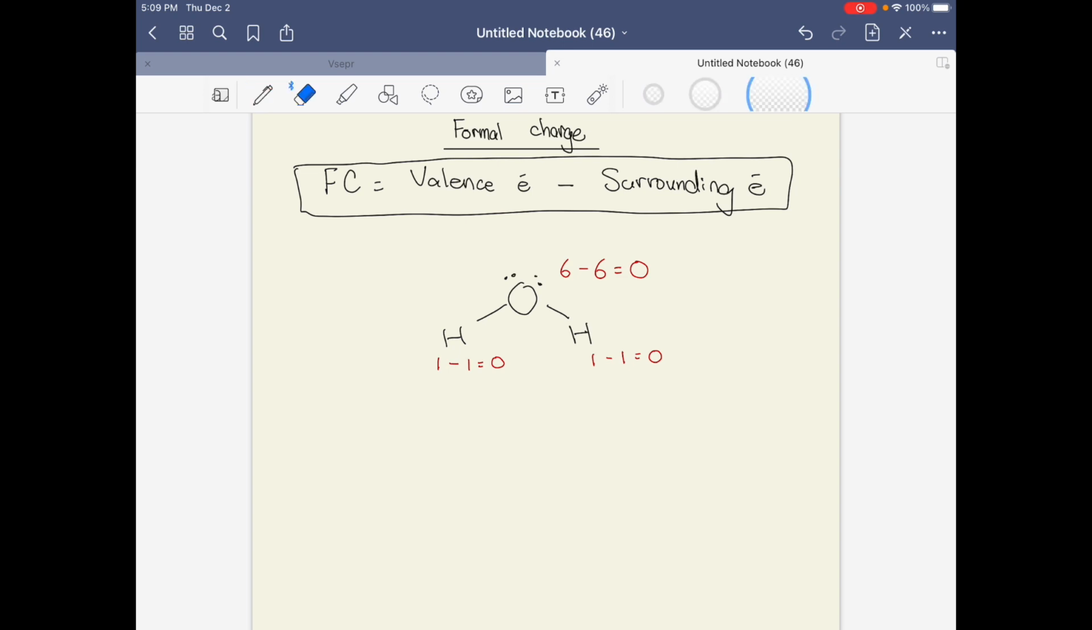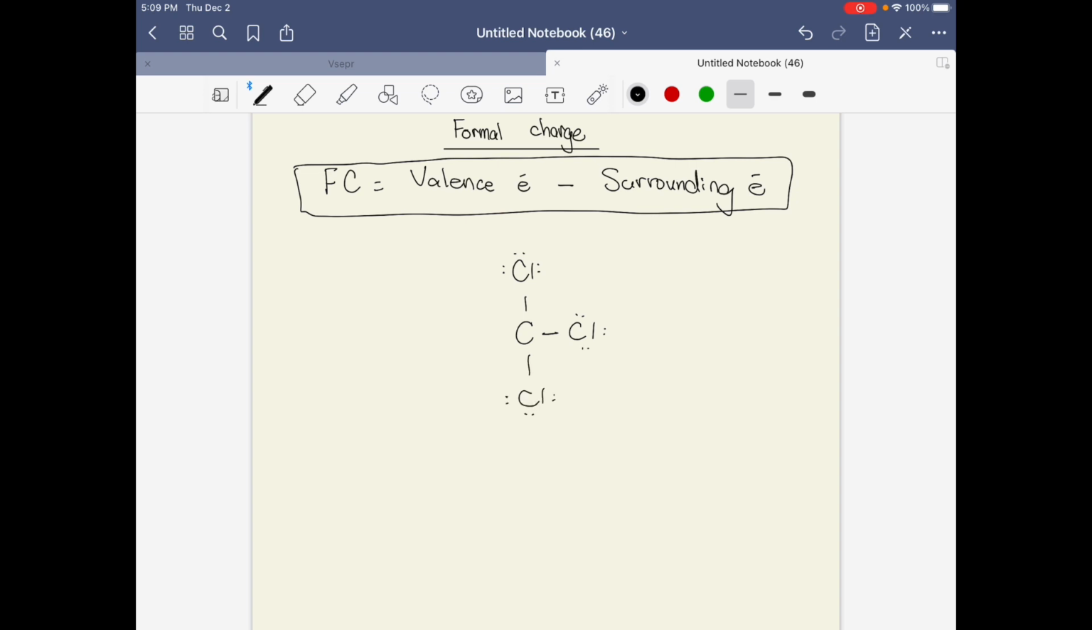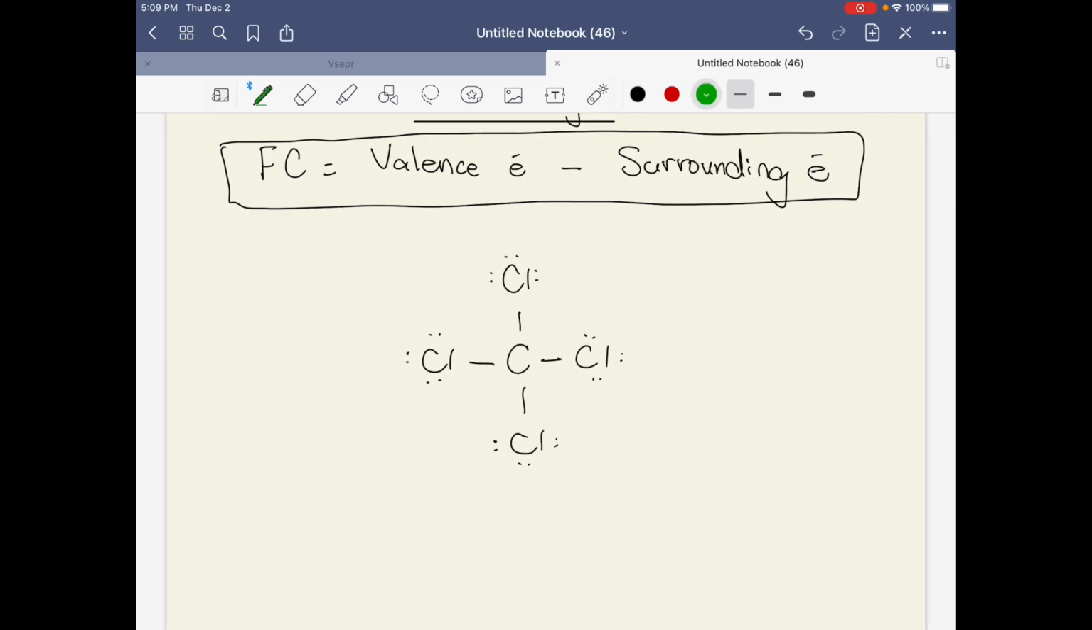Let's do another one. Let's do another neutral molecule before we look into those charged ones. Let's do this one. Okay, this is carbon tetrachloride. It is also neutral in nature. So let's do formal charge analysis. Let's start by looking at this chlorine. It really doesn't matter. You can see that these chlorines are all the same. So if you do one, you pretty much did all.